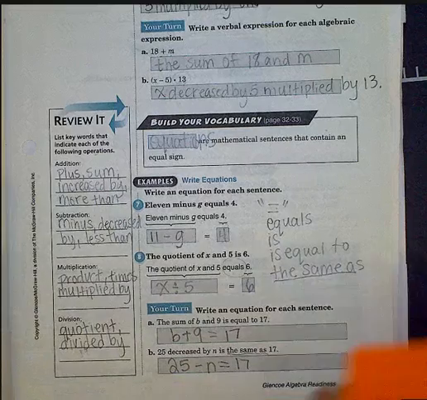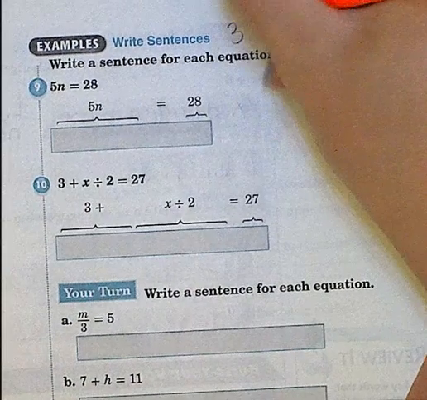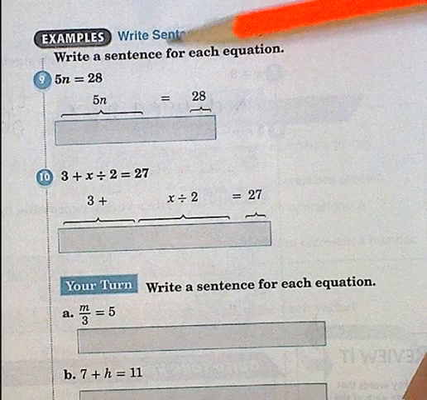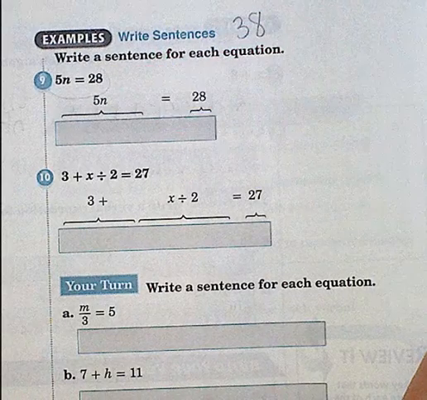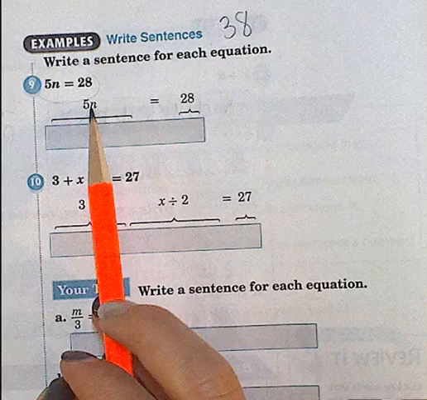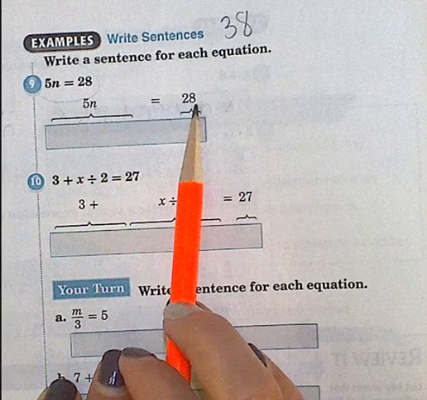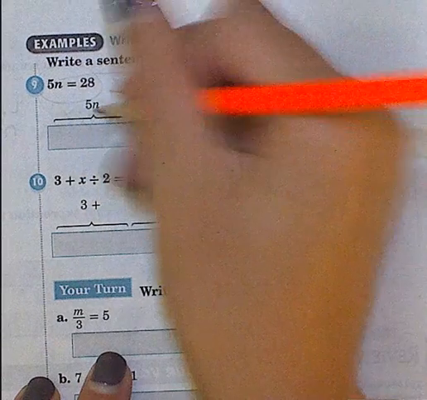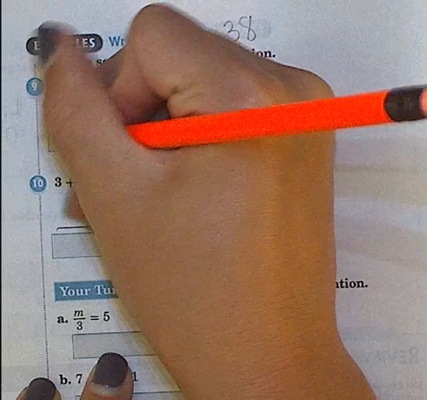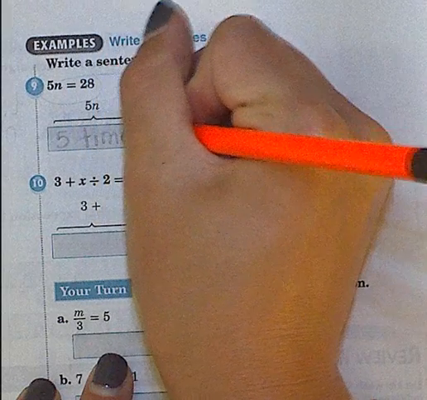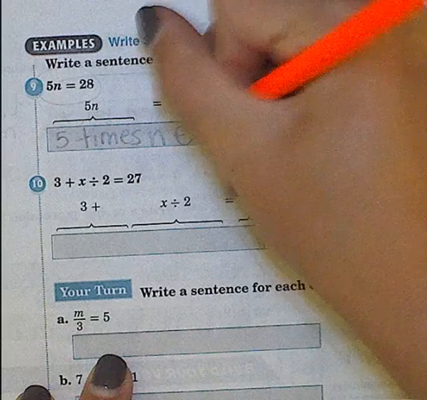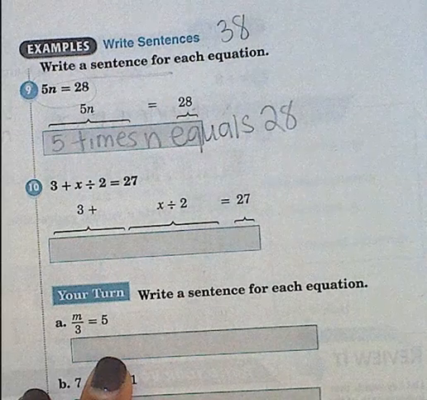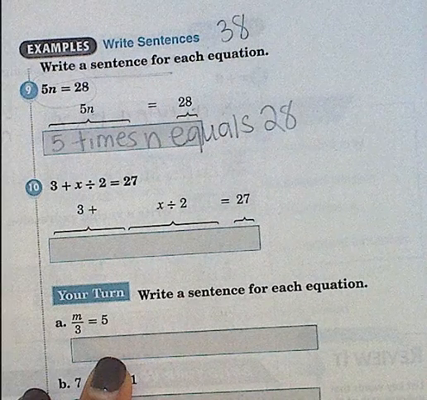Let's go ahead and turn our page. Okay, we are now over on page 38. And in true notable fashion, they want us to now write the sentences for each algebraic equation. So they put 5n over here equals 28. And just saying that to yourself is already writing the sentence in your mind. So 5n we know is 5 times n. So we can put 5 times n equals 28. That's easy enough.